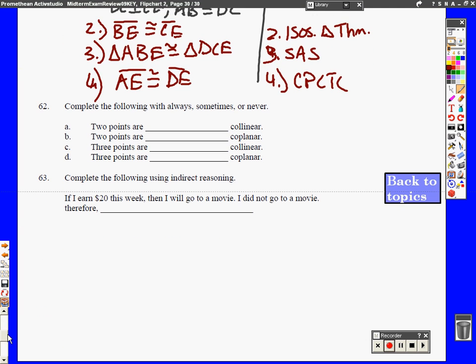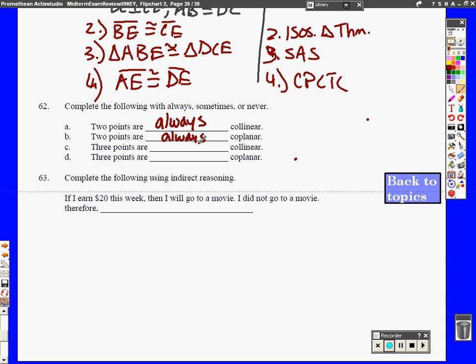All right, number 62 goes back to kind of what we learned in the very, very beginning of the year. We're talking about what is required to make a line in a plane, etc. In A, we have 2 points are always collinear. If I draw any 2 points on the paper, we can connect them with one specific line. So they're always collinear. Also specifically, if I draw 2 points anywhere in space, there has to be a plane that goes through them. So they are always coplanar.